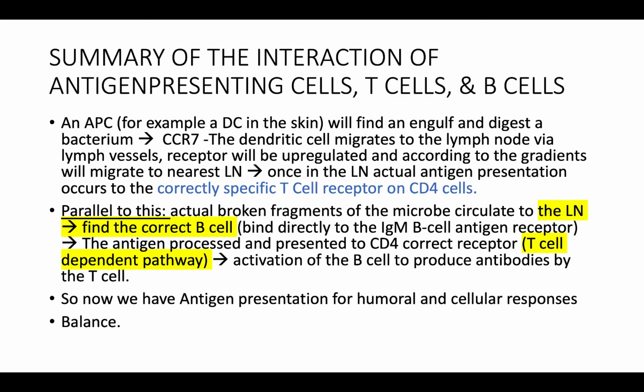So, summary of the interaction here. For APCs, for example dendritic cells, it will engulf and digest the bacterium, remember CCR7, and then it will migrate to the nearest lymph node, and then find the correctly specific T cell receptor on the CD4 cell. Now, during this process, at the same time, actual broken fragments of this microbe itself will also migrate. The antigen itself, once broken, will not stay in the area.